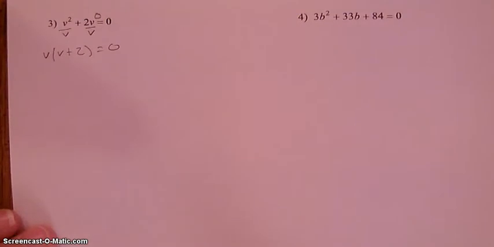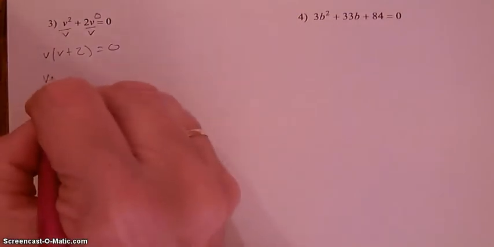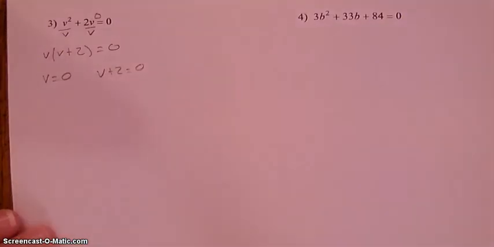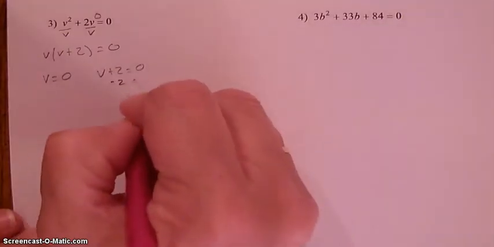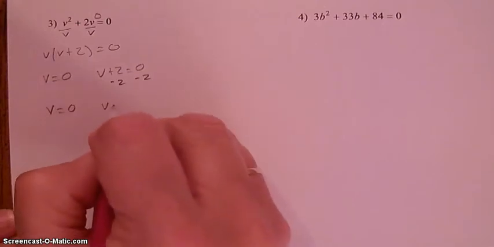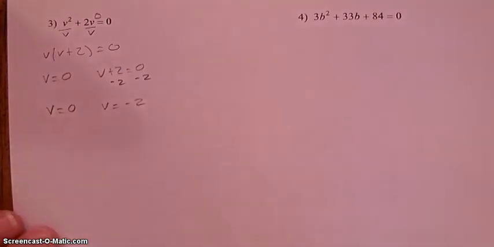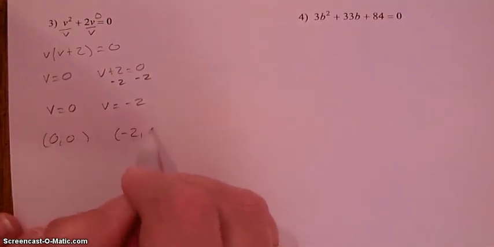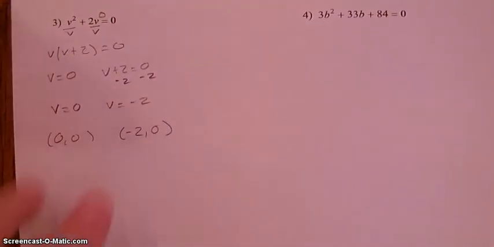Keeping with the zero product property, we set v equal to 0, and then v plus 2 equals 0. So subtract 2 from both sides. I have v equals 0, and then v equals -2. So the zeros of this graph are going to be at (0, 0) and (-2, 0). That will be where I cross the x-axis.